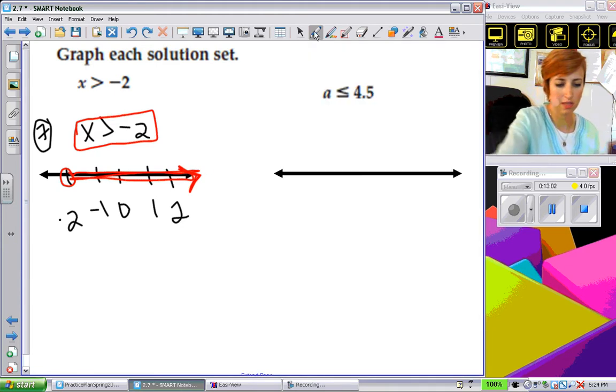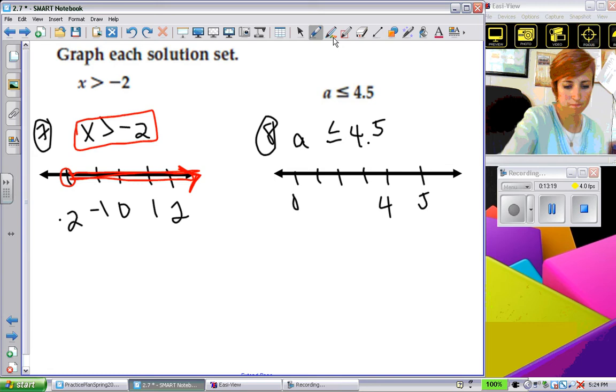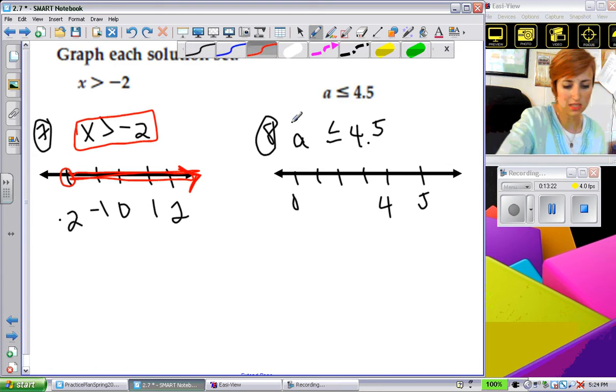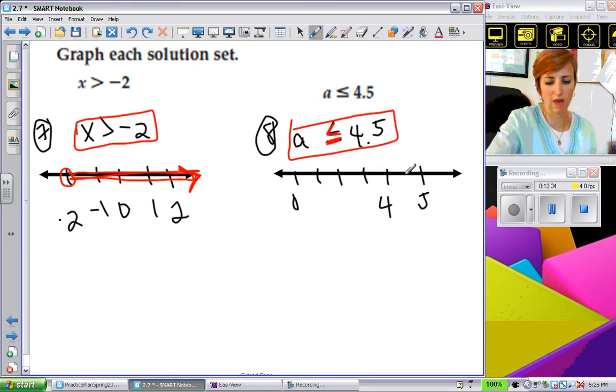All right, example number 8. Given a is less than or equal to 4.5. So if I have 0, 1, 2, 3, 4, 5, we have to first decide if it's an open or closed circle. It's underlined, so that line under it means it's equal to, so it includes it. It's a closed circle at 4.5, and 4.5 is right between 4 and 5.